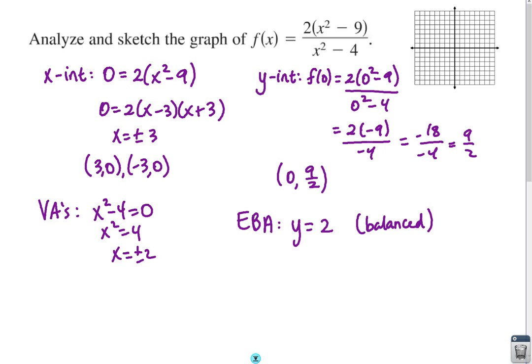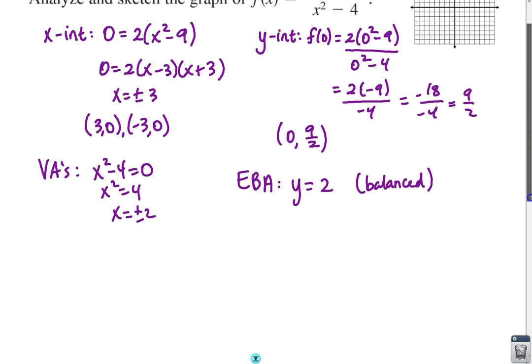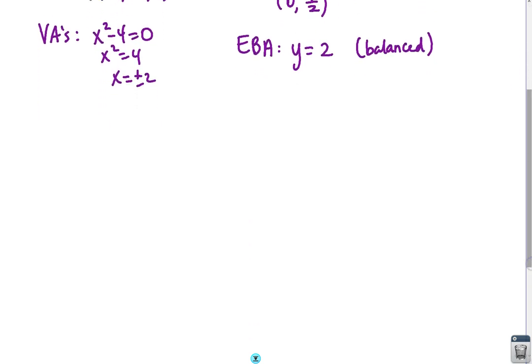So to do that, we look at our, anyone tell me? First derivative. So I'm going to go ahead and rewrite my function down here so I don't forget what it is. f of x was equal to 2x squared minus 9 over x squared minus 4.